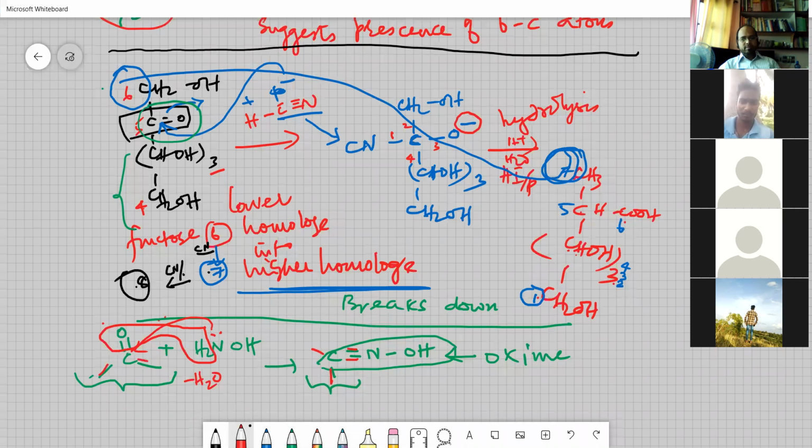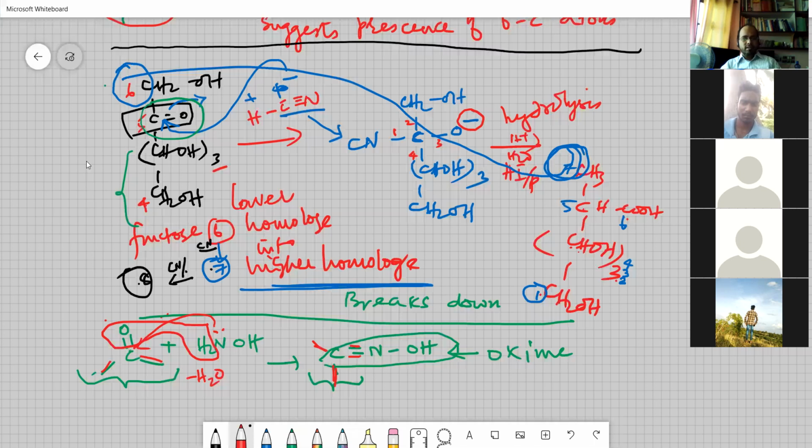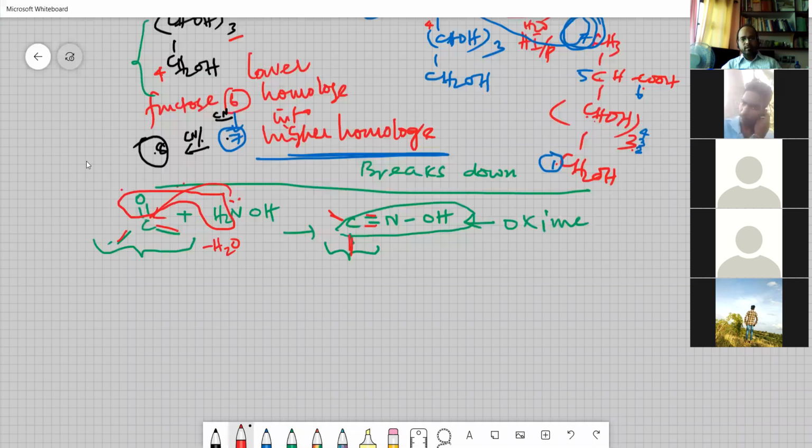This one, and this one. The double bond NOH is maintained, so this is an oxime. So the formation of an oxime is an indication of the presence of the keto group there. Okay. So that is the main reaction for fructose and glucose.